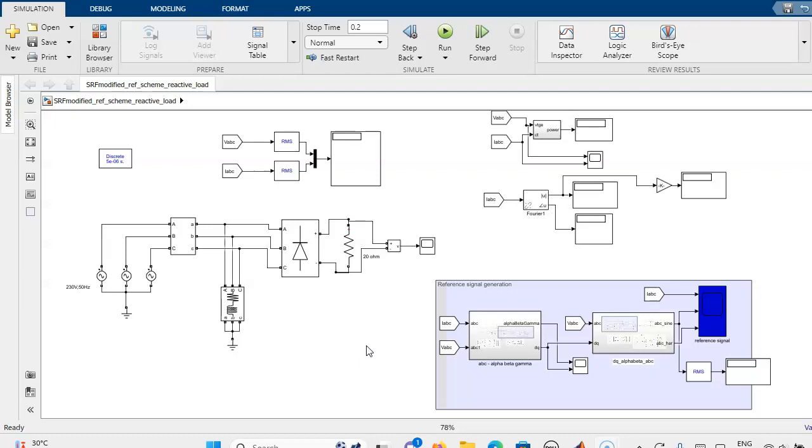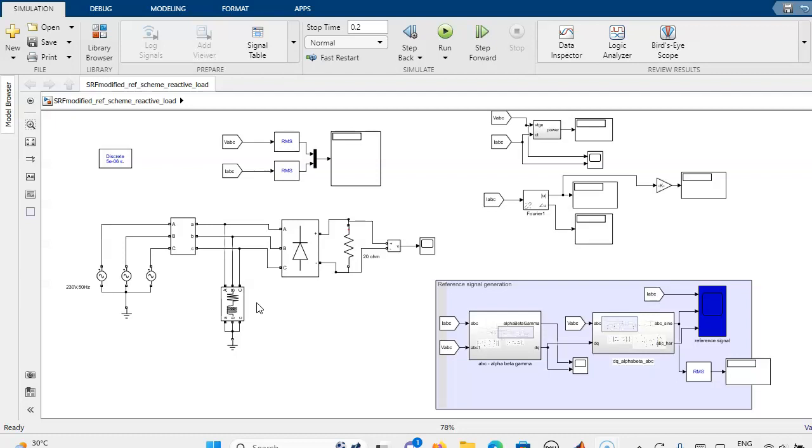In this video, we are going to see the reference signal generation using modified synchronous reference frame. Here you have already seen that when the load is a linear load, a non-linear load, as well as a linear load, when you use a highly inductive load, then the supply current lags the supply voltage. So the power factor is low.